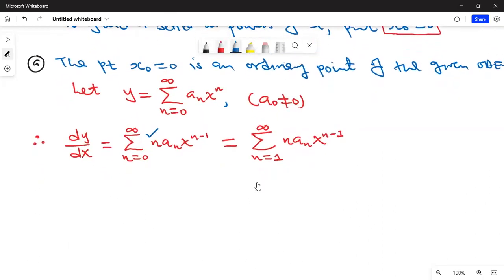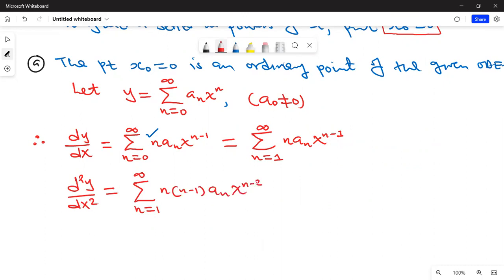The second derivative, d squared y dx squared. So we are differentiating this one here with respect to x. Again, use the power rule. It will be the sum from n equals 1 to infinity of n minus 1 a_n times x raised to n minus 2.